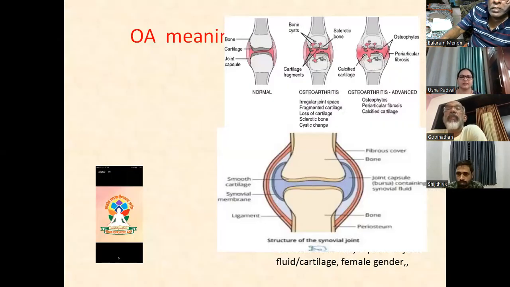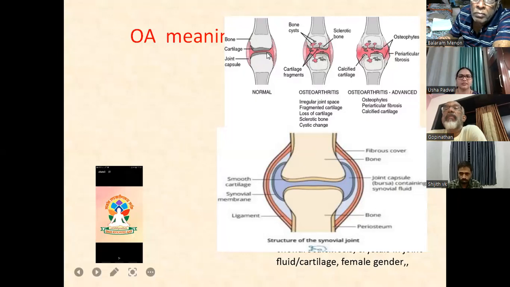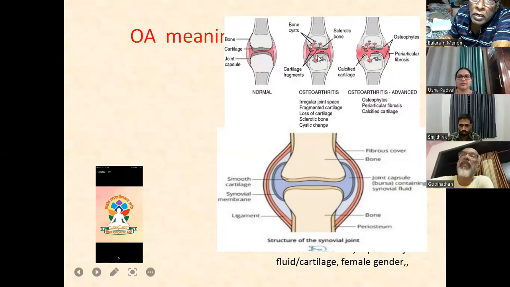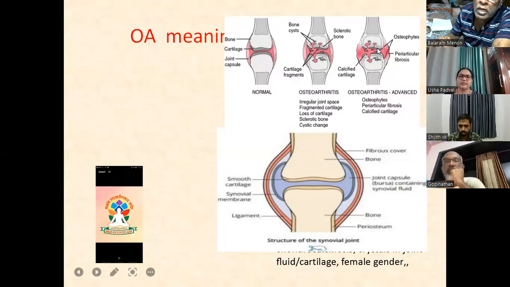Next comes osteoarthritis. You can see a normal condition of the bone: two sides of the bone, the cartilages, and the joint capsules. This is normal. This is a person with osteoarthritis. See the cyst which has developed here on either side, due to which the separation has taken place, and there is a movement of the cartilages. Irregular joint space, fragmented cartilage, loss of cartilage, sclerotic bone, or cystic change. In advanced osteoarthritis, the space has become much larger, so it may lead to swelling.